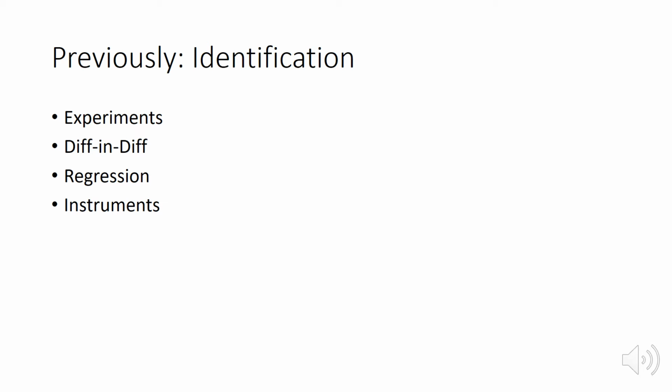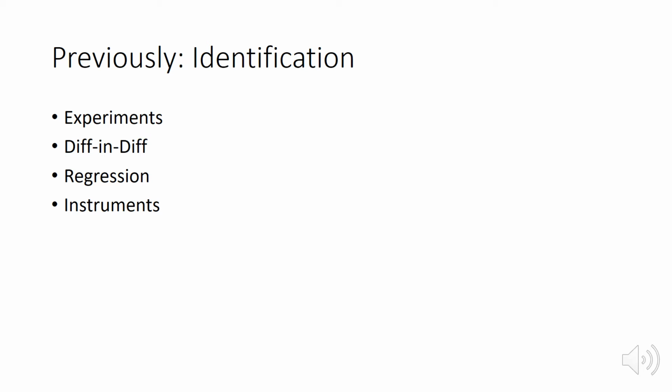And previously, when we've been talking about identification strategies, we've talked about experiments, we've talked about difference in differences, we've talked about just basic regression, and we've talked about instruments. And the idea behind all these different identification strategies, remember with instrumentation we talked about endogenous and exogenous, now that we have some vocab to talk about it, is to find plausibly exogenous variation to determine a causal effect.